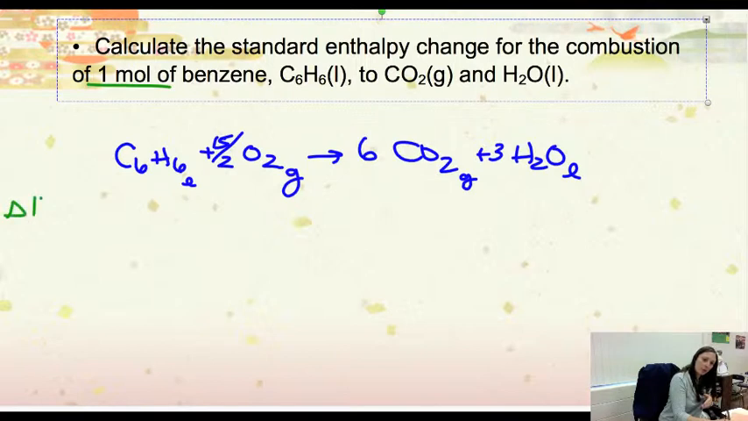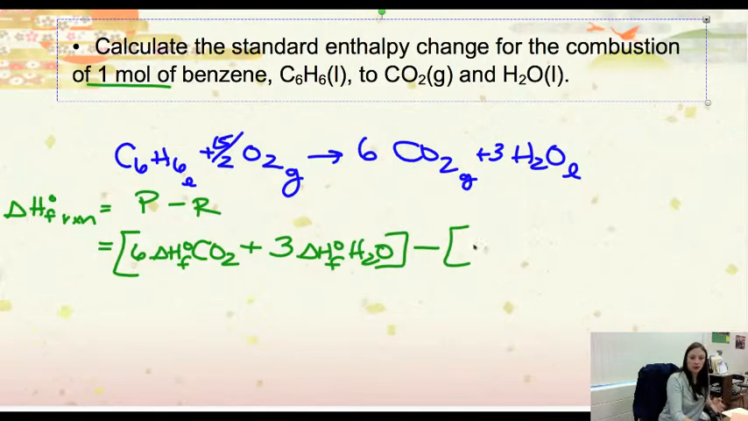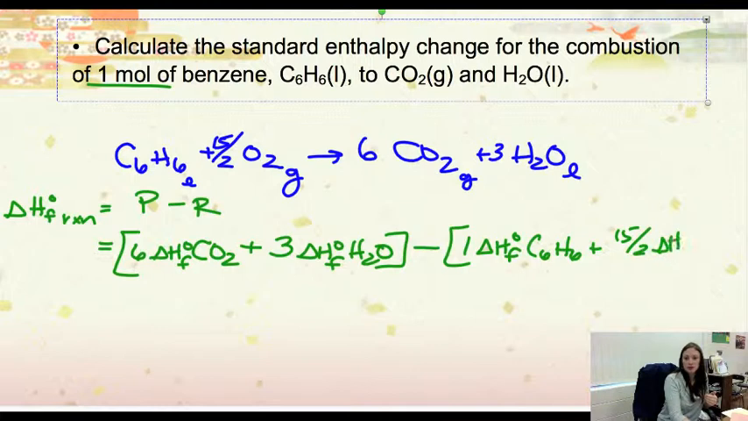Okay, so the enthalpy change for my reaction is going to be my products minus my reactants. I take a look at my products. I formed 6 carbon dioxides, so I'm going to take 6 times the enthalpy of formation of CO2, plus I also formed 3 waters, 3 times the delta H of formation of water, minus my reactants. I have C6H6, so 1 times the C6H6, plus 15 halves times O2. Like I said, all these are in Appendix C if they are not in that chart in your notes.